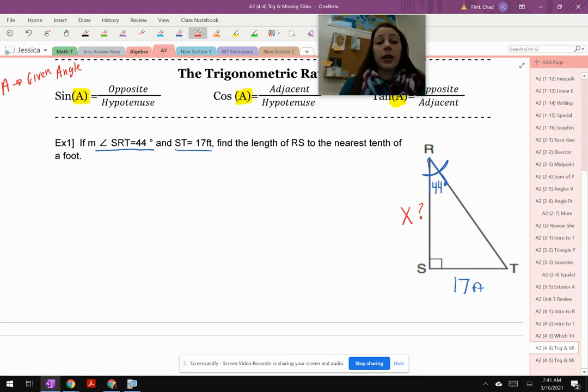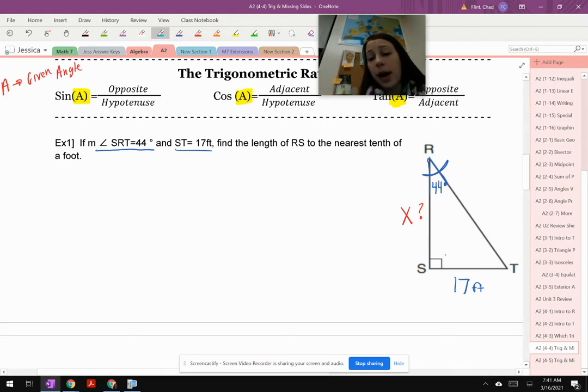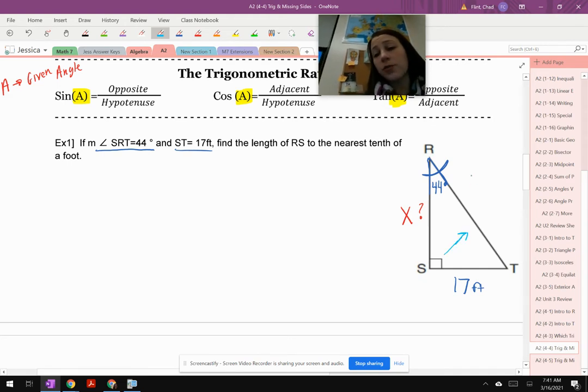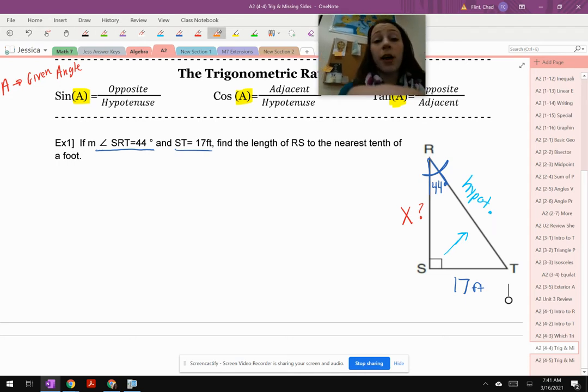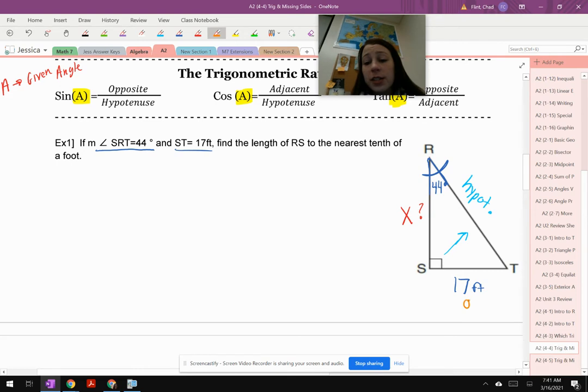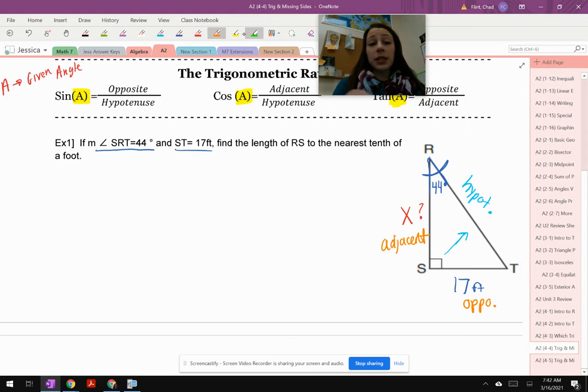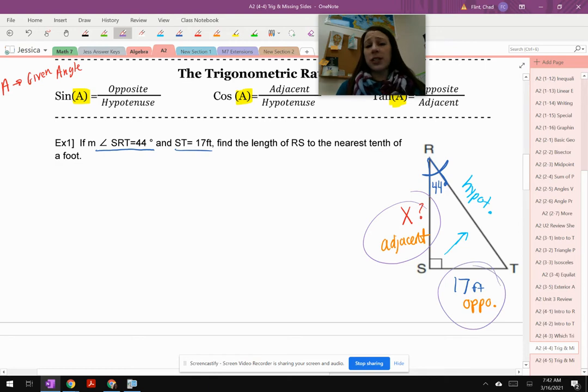Okay, so now we've got to go back and label with the hypotenuse. Remember, my hypotenuse is always across from that right angle. And then I'm using the angle that they gave me, right? They didn't give me any information about that angle T down there. All they did was give me information about angle R. So from angle R, this 17 feet is opposite, and this X piece is adjacent. So the sides that I'm using here would be the adjacent and the opposite. I'm not using the hypotenuse or looking for it.